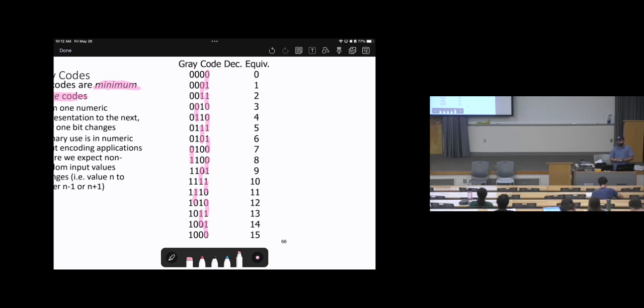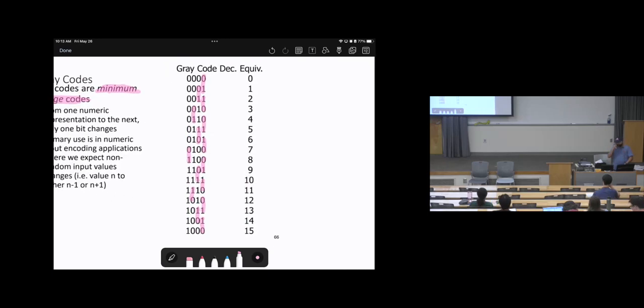Again, you are not required to memorize this. It is just for your information, to understand how the codes are operating, so you have a clue. When you see this in the table, you can understand how to read it. Any questions about Gray code?